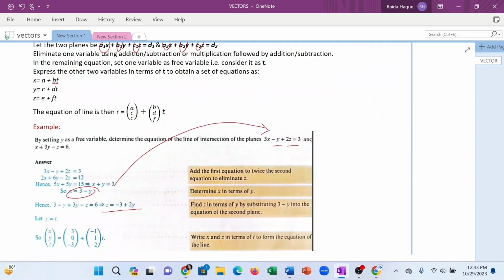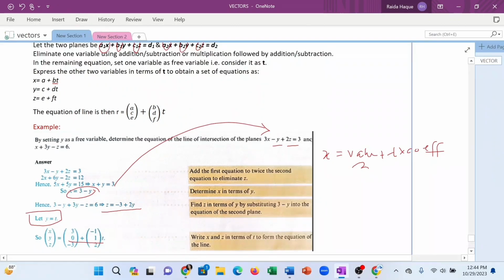So what you can see over here is that we are setting y as the free variable. So if we let y equal t, what are we left with? We are left with x equals 3 minus 1t. y equals 0 plus 1t, because since y is equal to t, it only has the direction vector 1, right? So, for example, x has a value plus the variable t multiplied by another coefficient value. So it is 3.